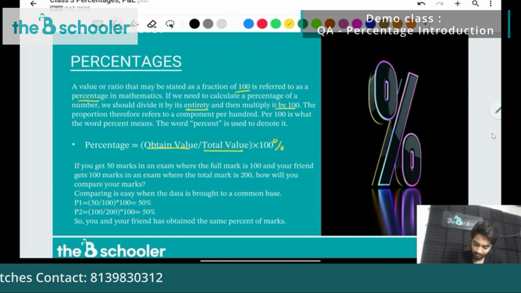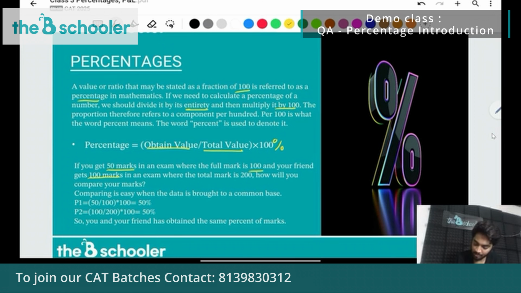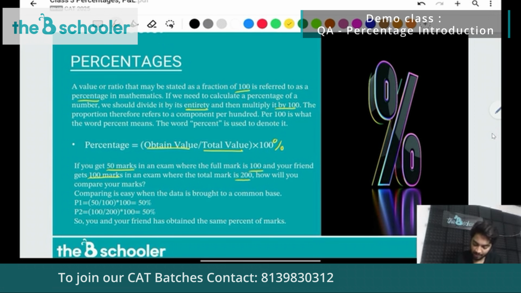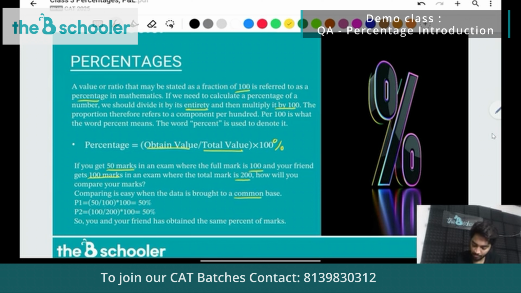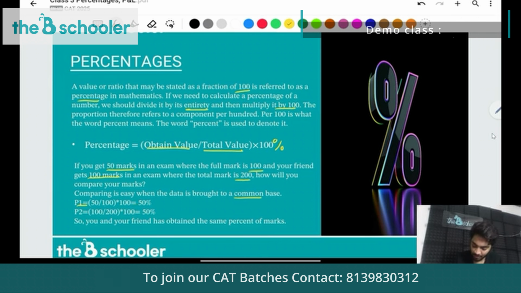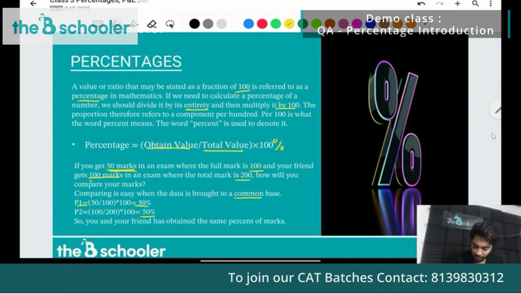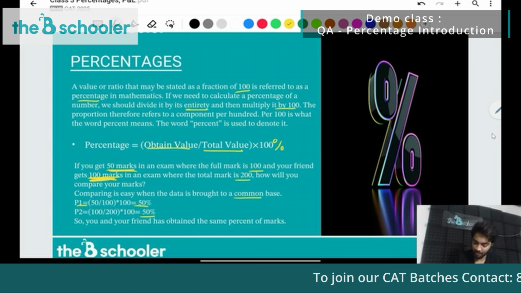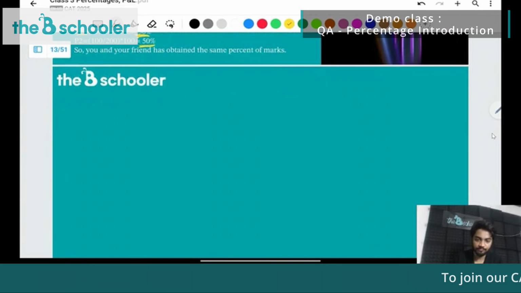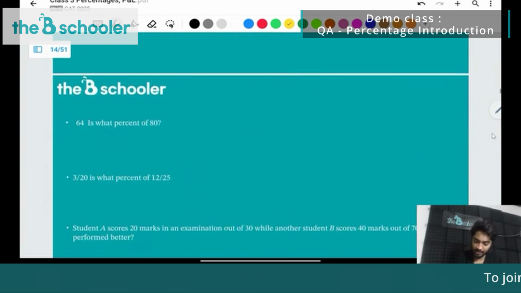Clear? So if you get 50 marks in an exam where the full mark was 100, and your friend gets 100 marks in an exam where the total mark was 200, when you want to compare, you convert them to percentages. You get that both are 50%. That means both of their performance was equal. If you look at only 50 and 100, you feel like this person performed double and much better. But when you convert to percentage, you know that their percentages are same. That is, their performance was same. Clear? Guys, yes or no?